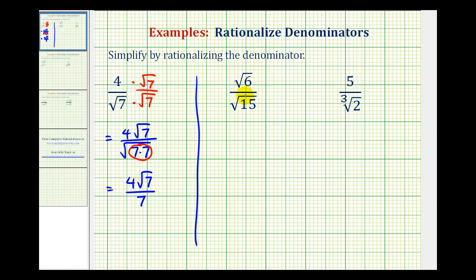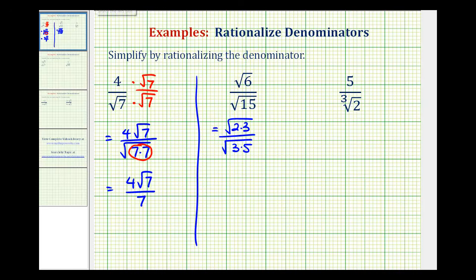Next we have square root 6 divided by square root 15. Now we could try to simplify this first, but we'll go ahead and leave it in this form. But one thing I do find helpful is to write the radicands in prime factored form. So I'm going to go ahead and write this as the square root of 2 times 3 divided by the square root of 3 times 5.